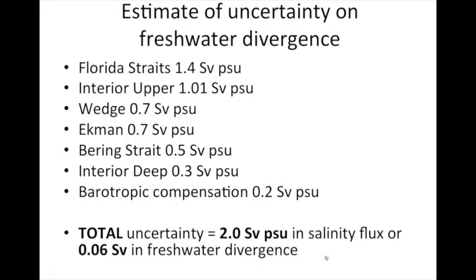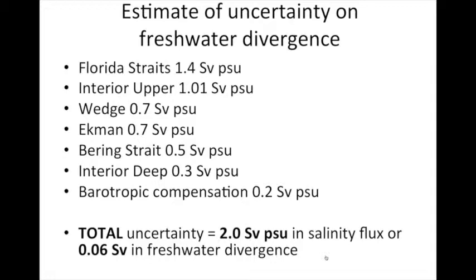Okay, so now just going back to freshwater again, and just speak a bit about uncertainty. So we did a very careful analysis of the uncertainty for each of the components that go into the freshwater calculation, and here they're ranked from top to bottom. So Florida Strait is the most significant. The interior deep, so the kind of assumptions that I was saying about, is the smallest, and then the barotropic compensation is associated with the offset and the salinity at which that occurs.